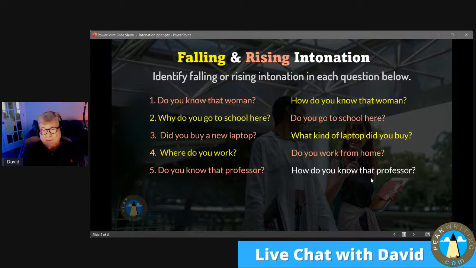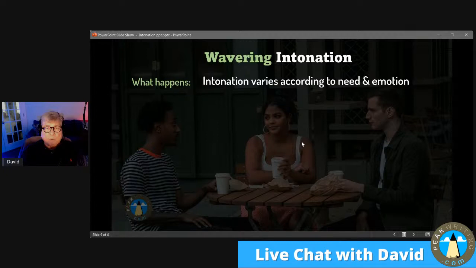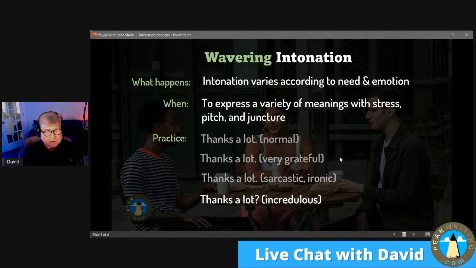Okay, let's look also at this last intonation pattern. It's called the wavering intonation. The wavering intonation varies according to your need and emotion. So you're going to be expressing a variety of emotions with stress, pitch, and juncture. Let's take a look at all these at once. Now, you can say thanks a lot in a normal way. You can say it in a grateful way, a sarcastic or ironic way, an incredulous way, and there could be many other emotions that you can express with those three simple words. So you're going to use a variety of what's called suprasegmentals or prosody: stress, pitch, juncture, which is the pause you put between words. You're going to use a variety of those to convey these things.